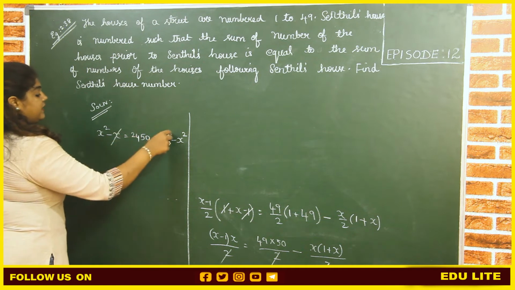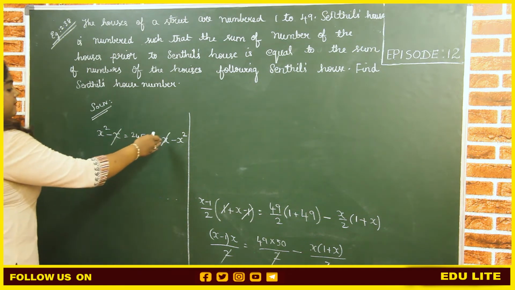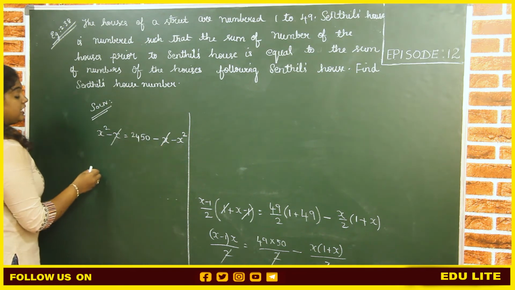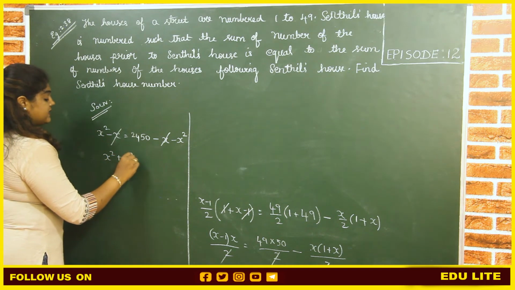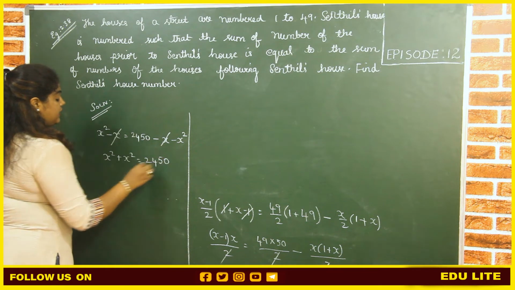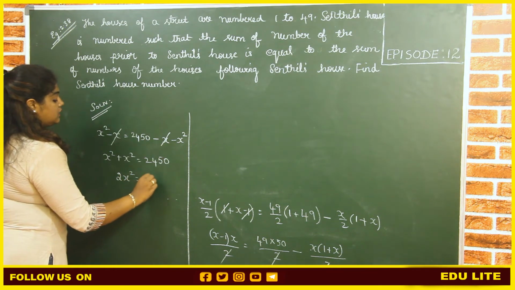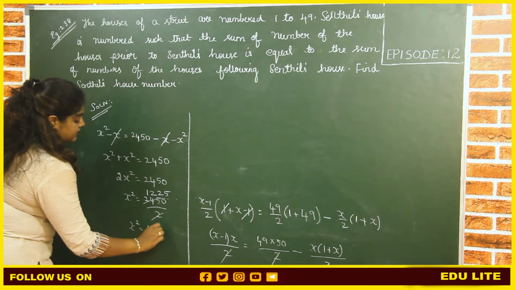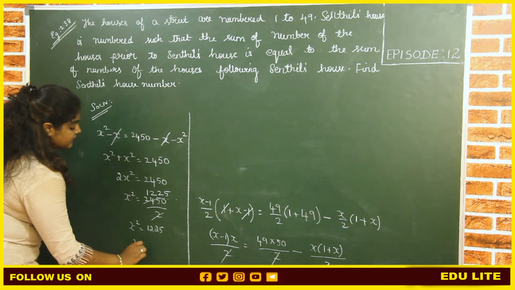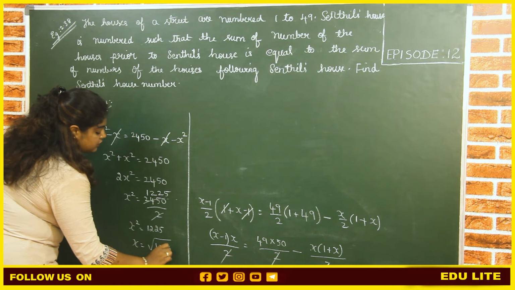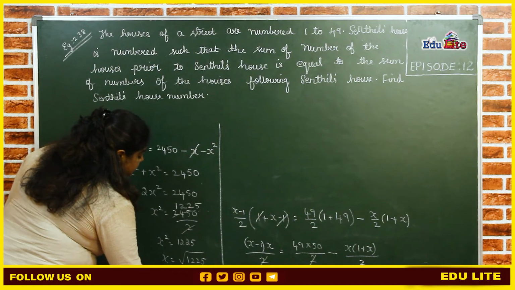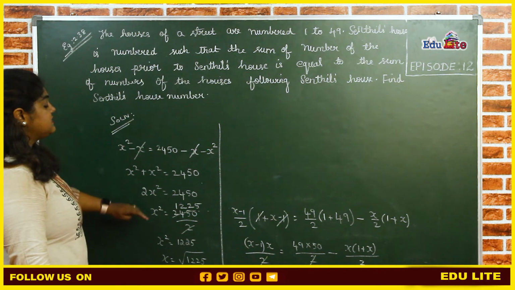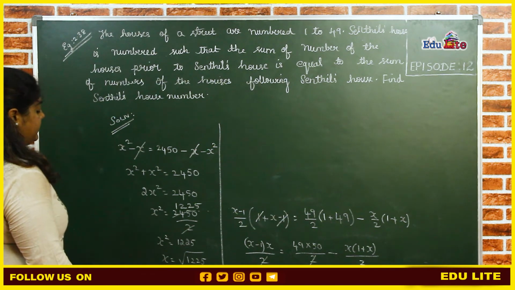And minus x, we can cancel it, because minus x, if it comes to the other side, will become plus x, therefore x and x will get cancelled. Minus x square, if I bring it to the other side, it will become plus x square, therefore x square plus x square is equal to 2450. 2x square is equal to 2450. x square is equal to 1225. Taking square root on both sides, x is equal to square root of 1225, x is equal to 35. Square root of 1225 is 35. Thus we have found out the value of x, that is Senthil's house number is 35.